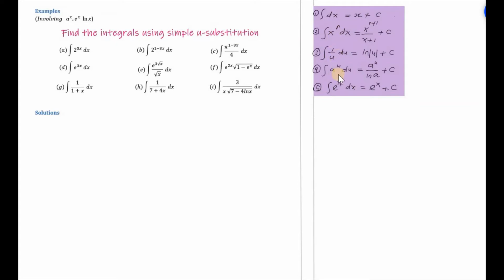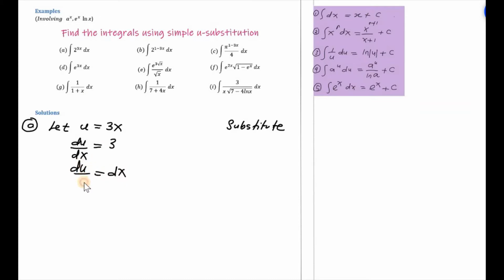Because you can see that the term u, for example, is a simple term, so we need to do the substitution. Okay, alright, let's do A. We start with finding what would be the appropriate u, and then we are to replace everything into u. So with that, we need to differentiate. The derivative of 3x is 3, and we replace the dx with du over 3. So let's substitute into the question.